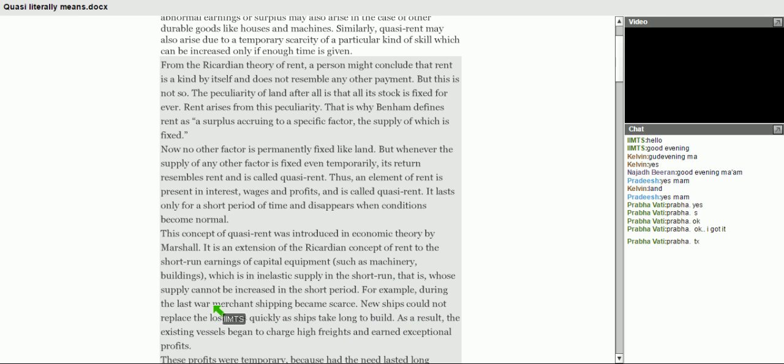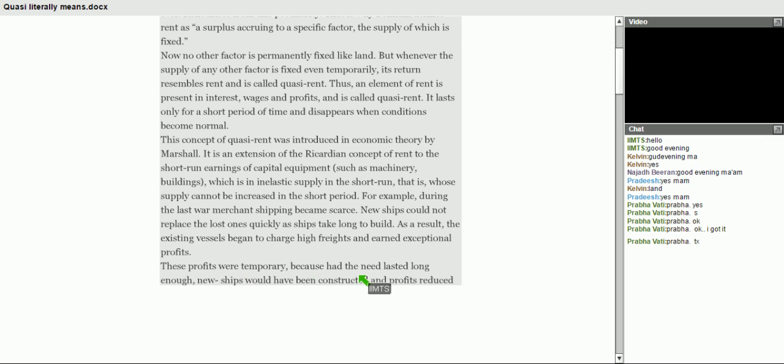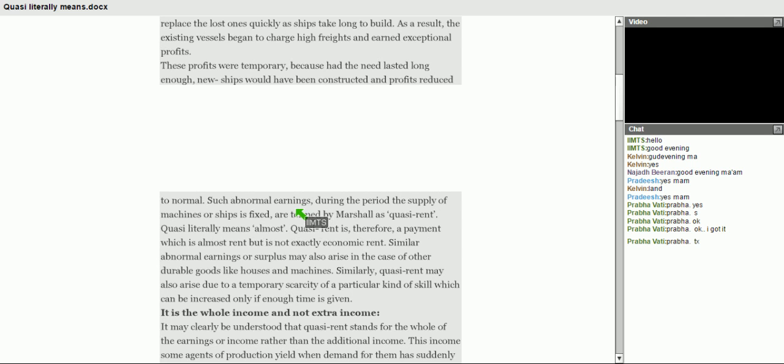Now let's see the example. During the last war, merchant shipping became scarce. The new ships could not replace the lost ones quickly, as ships take long to build. As a result, the existing vessels began to charge high freights and earn exceptional profits. These profits were temporary, because had the need lasted long enough, new ships would have been constructed and the profits would have reduced. Such abnormal earnings during the period the supply of machines or ships is fixed are termed by Marshall as quasi-rent.